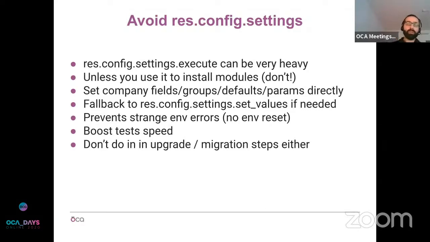And if you really cannot do it without it, then please fall back to set_values. That's another method on the res.config.settings, and it is actually used by execute. But the main difference is that it prevents strange errors in the environment, because when you call execute, it's going to look for modules to install, and at the end it's going to reset your environment. So if you rely on particular keys, or everything is attached to the environment, keep in mind it's going to be reset, and you might have strange surprises in the test. I've been there, done that, and it took me a while to understand why.